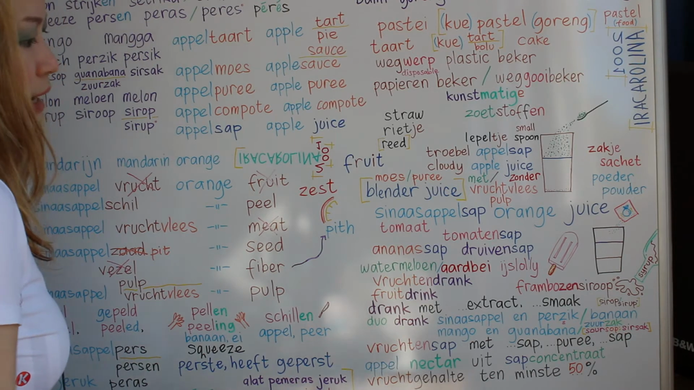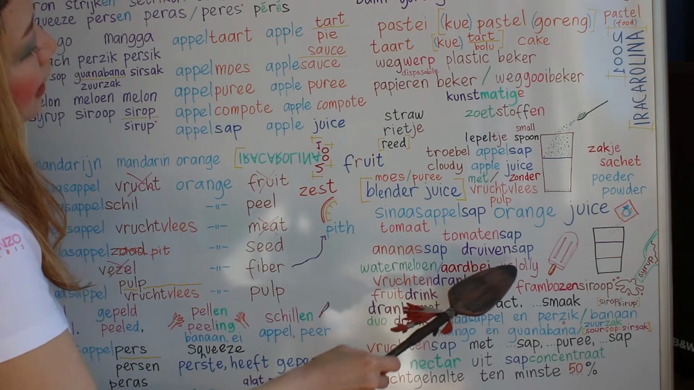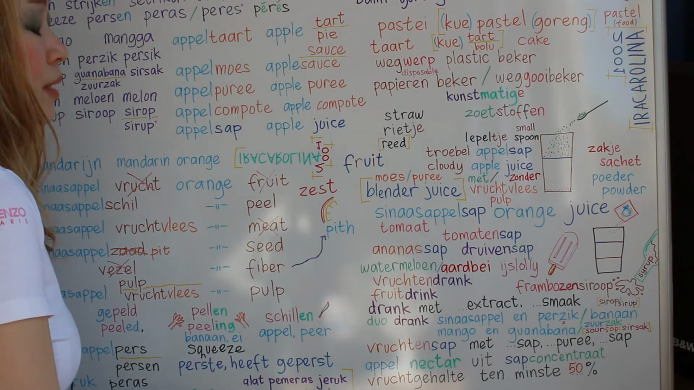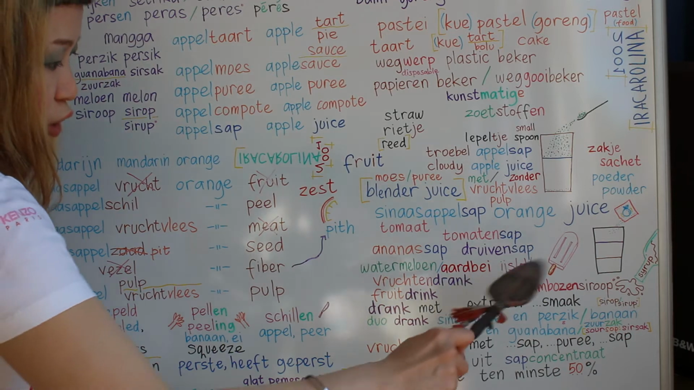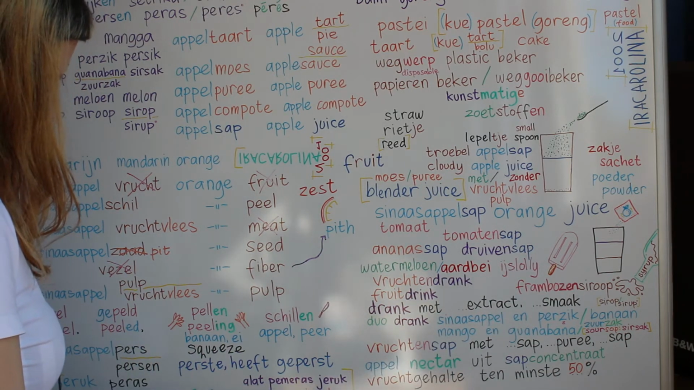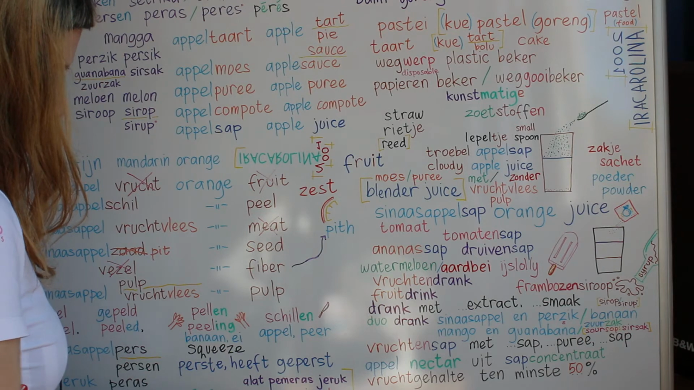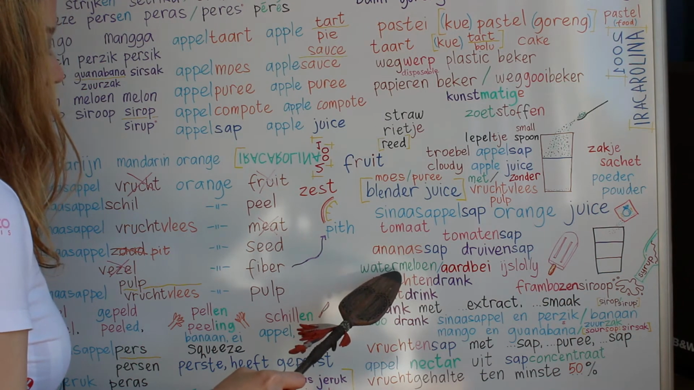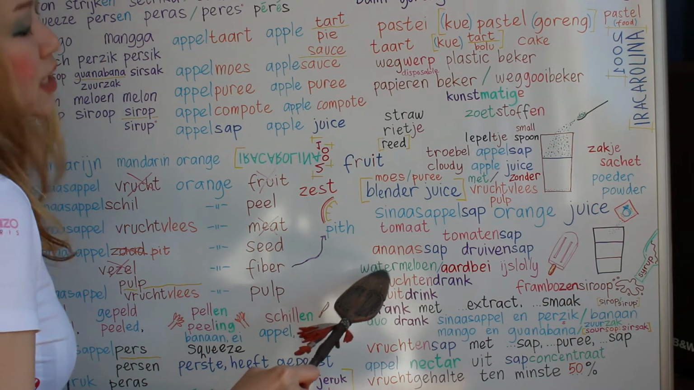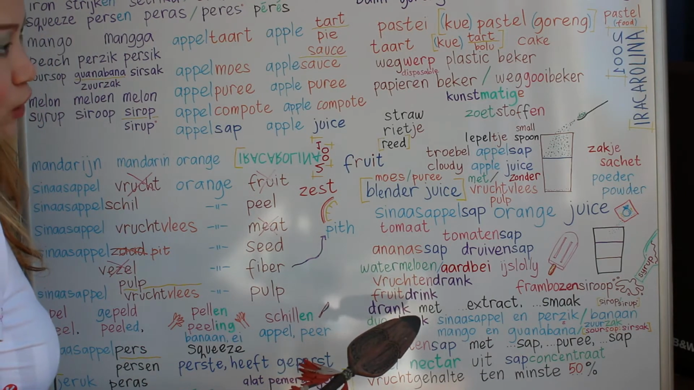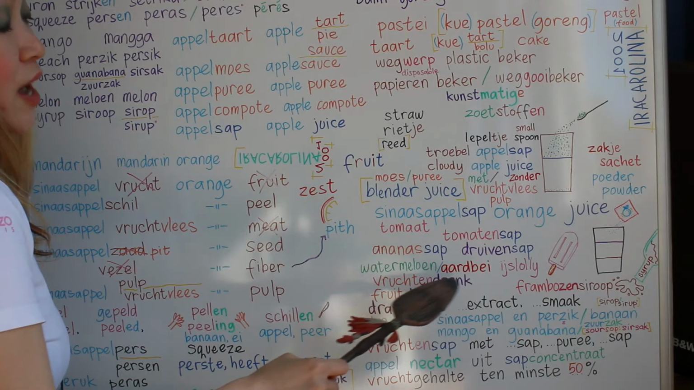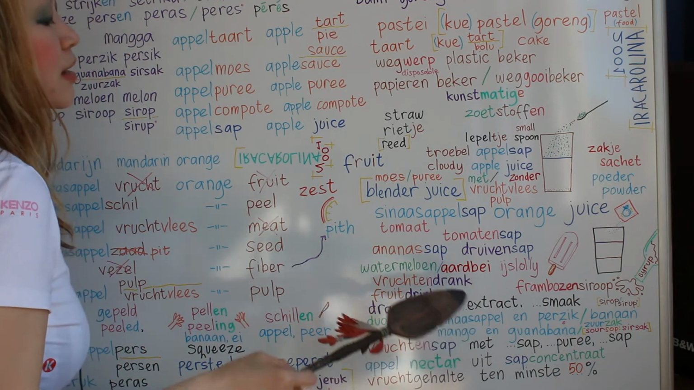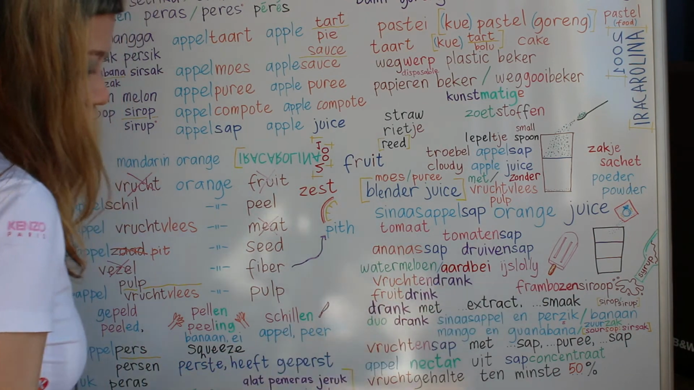Popsicle is ice lolly, but we write it in one word, ice lolly. If you want to say it with fruit, this is watermelon, but in Dutch you read it as watermeloen. Or strawberry, aardbei. Watermeloen ice lolly or aardbei ice lolly.